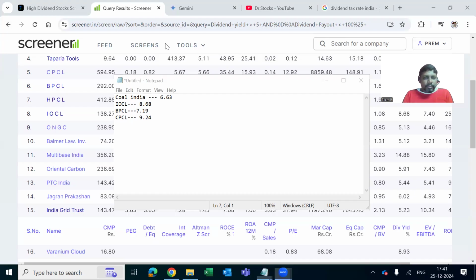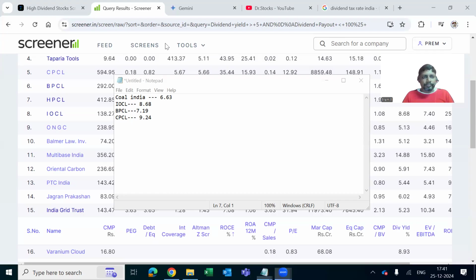So 595 into 9.24 is 55 rupees. 55 into 182. Okay.